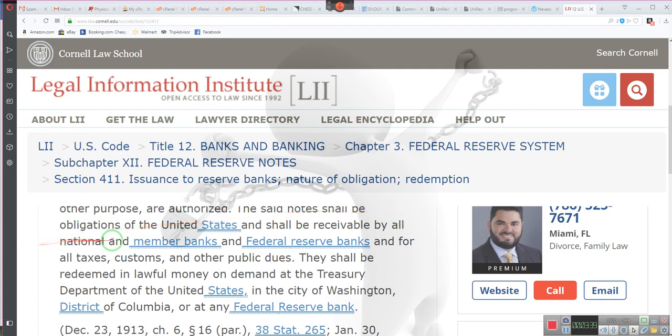Shall be receivable by all national and member banks and or Federal Reserve banks for all taxes, customs, and other public dues. They shall be redeemable in lawful money, credit, on demand at the Treasury. How do we know lawful money is credit? Well, because the full faith and credit of the United States is how everything is backed and paid for. Full faith and credit.